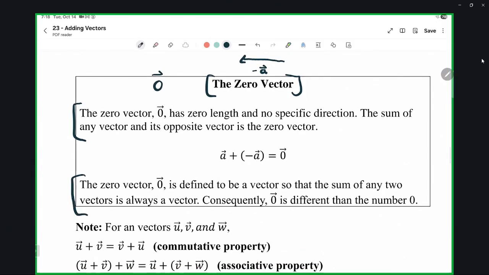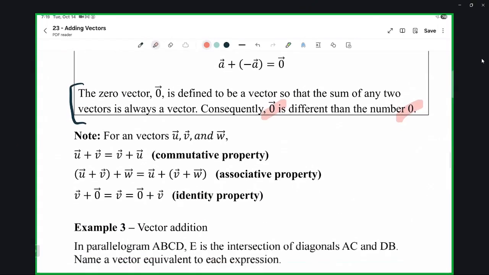So the zero vector, vector 0, is defined to be a vector so that the sum of any two vectors is always a vector. Okay? Because otherwise we'd have a problem here where if we tried to add two vectors together, we could end up with a scalar. But that's not the case because we're going to define 0 as a vector. And so we make the stipulation, and so I said analog, not the same as, vector 0 is different than the number 0, although they do have similar properties. Okay? So with this, there's a little bit of a consequence from this.